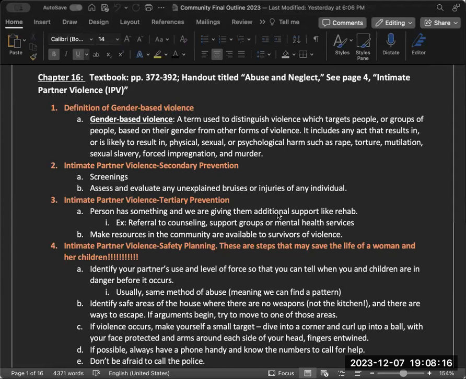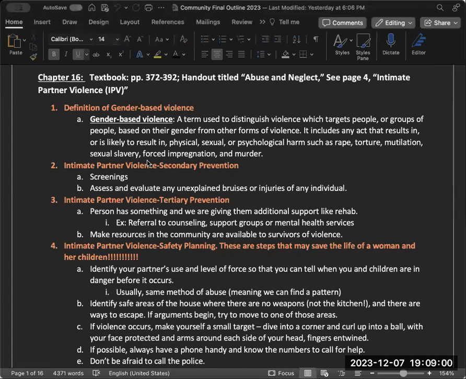Then the next thing that she wanted us to know was what would be an example of secondary prevention for intimate partner violence. So based on what we know about secondary prevention, what would be an example of a secondary prevention technique for intimate partner violence? Assess patients for bruising and injury. Right, an assessment would be secondary, as well as screenings, because screenings are secondary. So we can screen them for intimate partner violence.